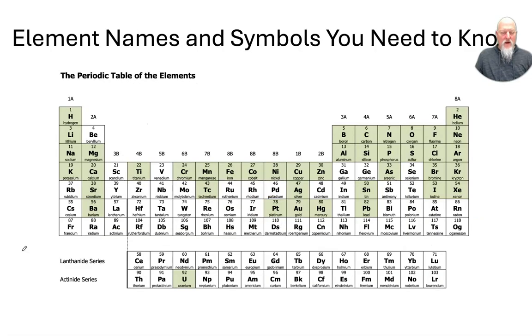All right. I posted this version of the periodic table so you have it. The green highlighted elements are the ones you need to know. So you need to know those elements with their symbols. So if I say iron, you should know its symbol is Fe. If I say tin, you should know it's Sn. If I say sodium, you should know it's Na. Oxygen, O, and so on.